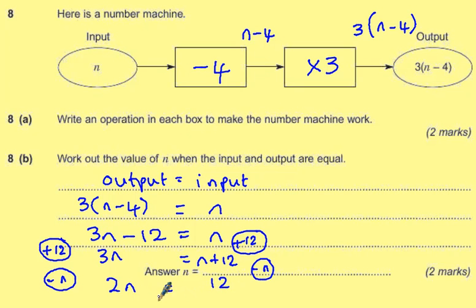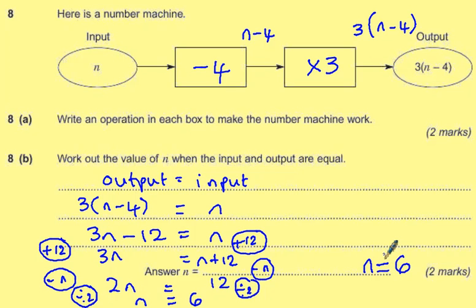2n is equal to 12 means that 1n is equal to 6, because we need to divide by 2 to come from 2n, scale it down to n, and 12 divided by 2 is equal to 6. So our answer is that n is equal to 6.